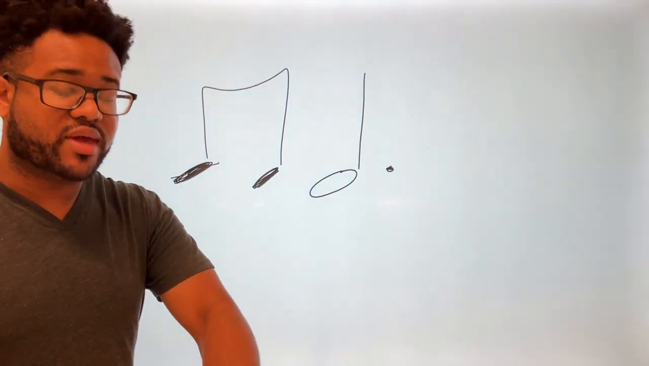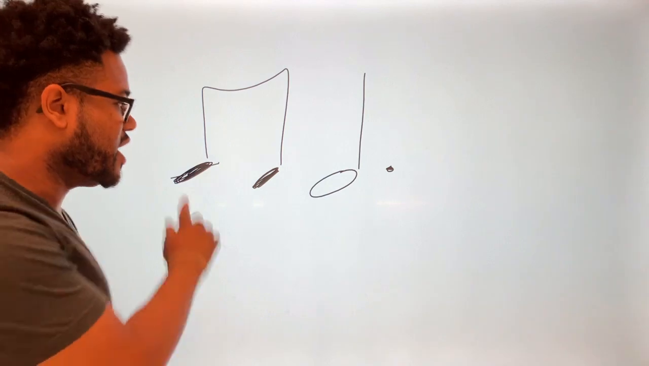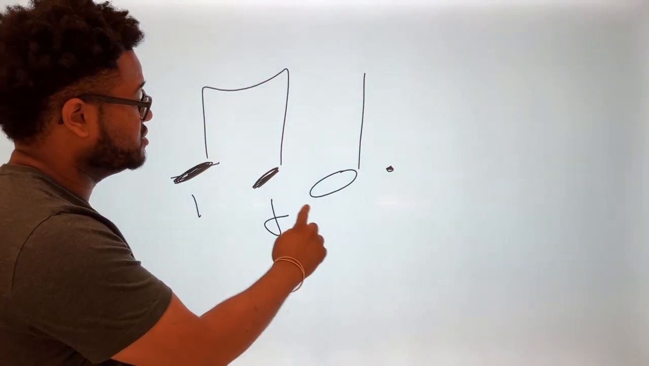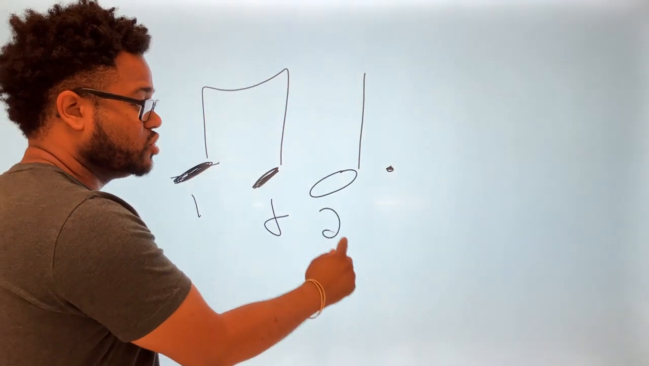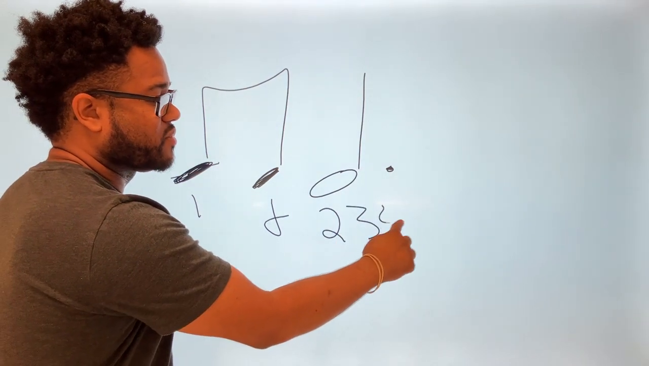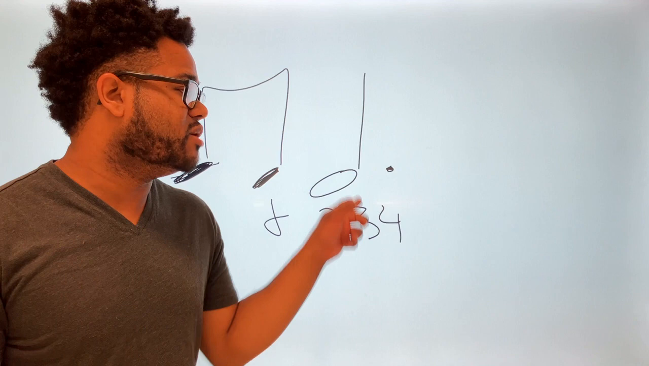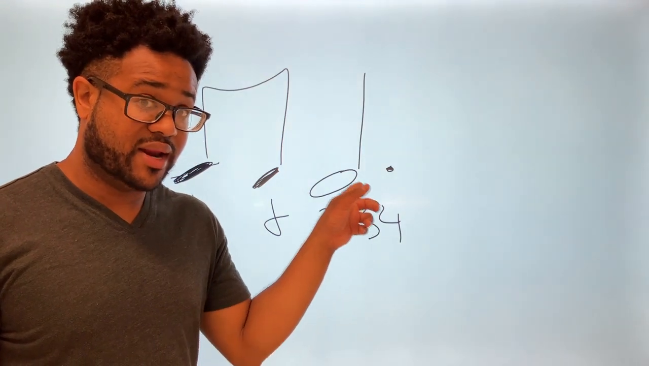All right, let's write in the counts on this one, okay? Let's write in the counts. So we have 1 and. Now, this gets 3 beats. So that means beats 2, 3, and 4 are all gonna be inside of this dotted half note.